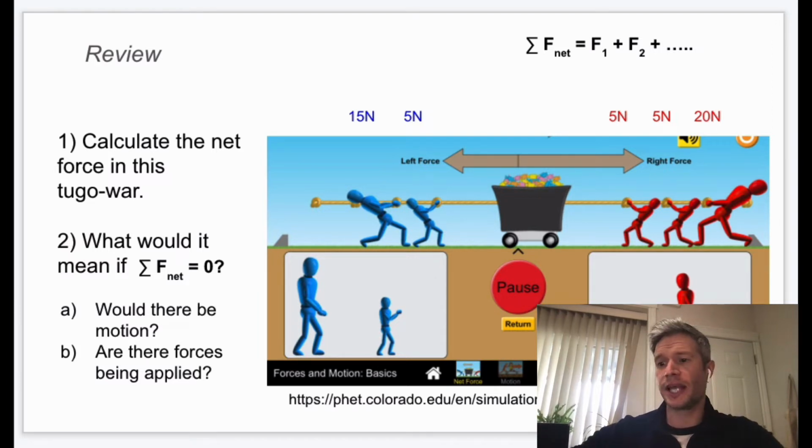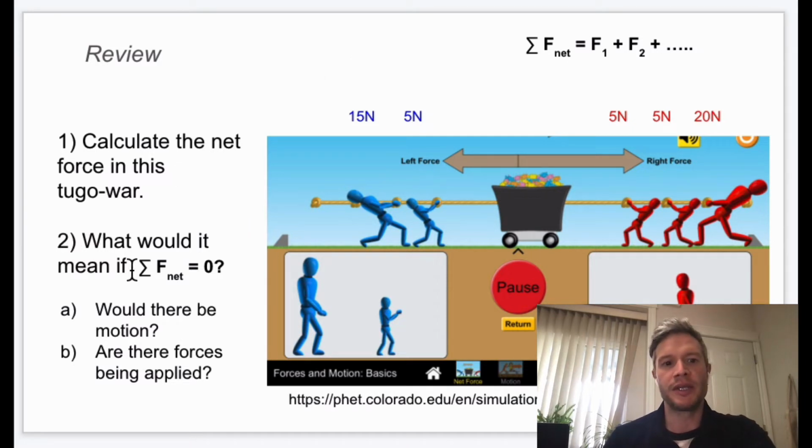So first up, we have a question regarding force and net forces. It's asking you to calculate the net force of this tug of war. And we'll see here that I associated some forces for each of these people that are pulling on the cart. The cart will, of course, be stopped to start with, but we can calculate where the net force is, okay? So that'll be 1 and 2.